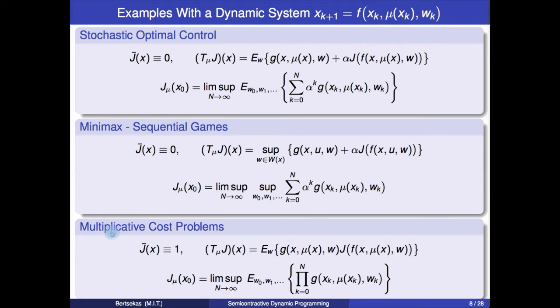In multiplicative cost problems, again, we have a one-stage cost function g and a system function f. However, the cost does not accumulate additively, but rather multiplicatively. So here's the mapping T mu, and here J bar is taken to be identically equal to 1. And to obtain the cost of a policy starting from initial state x0, we consider the n-stage cost, but accumulated not additively, but multiplicatively, taking expected value over the stochastic variables W, and then taking the limit as n goes to infinity.